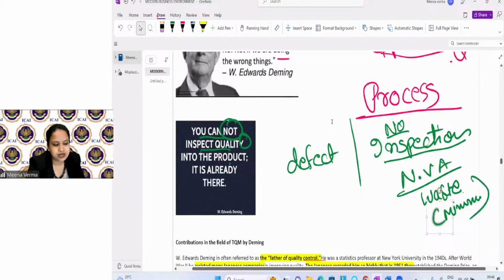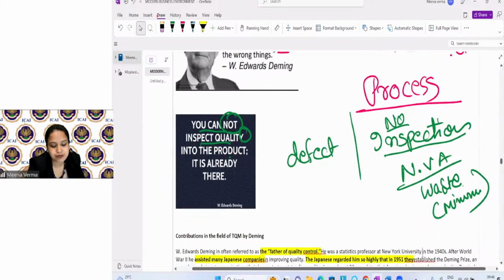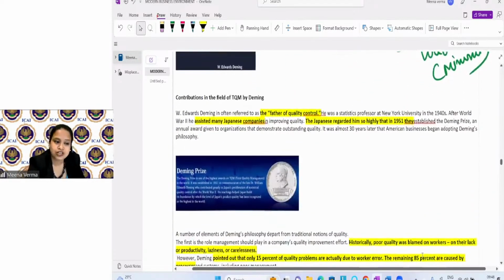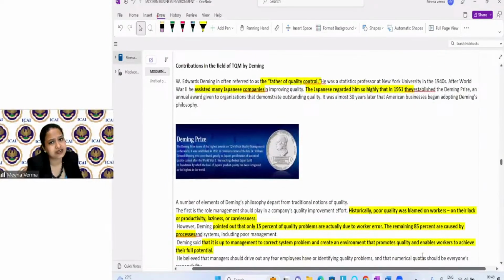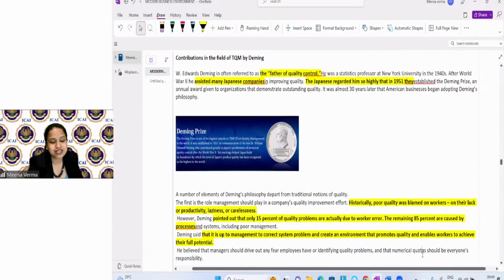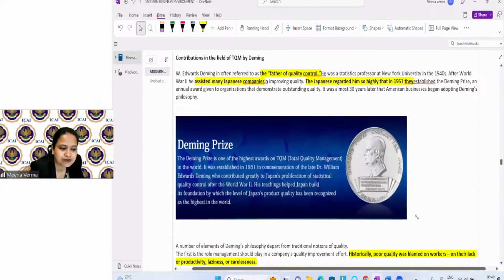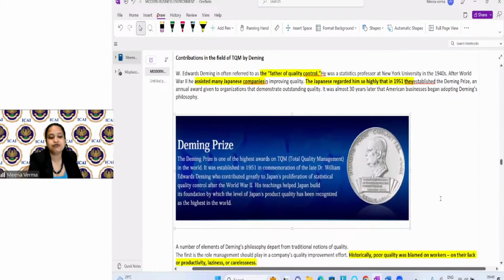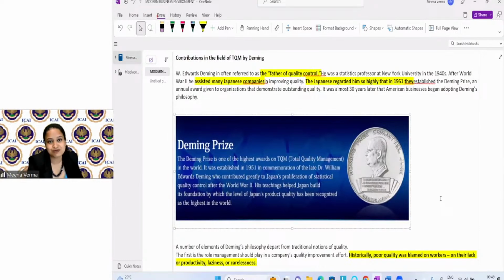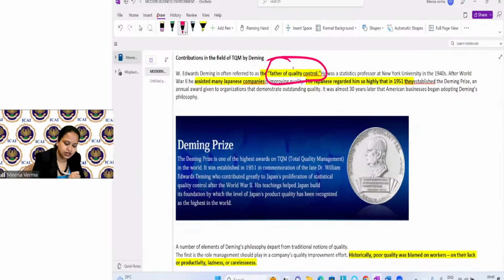All right. Now, father of quality control. W. Edward Deming is known as the father of quality control. Japanese regard him so much. He was not recognized in his own country, but the Japanese respect him so much that even today they give the Deming Prize to the best organizations, those producing the best quality products. They regard him so much that for more than 30 years they have distributed this prize, known as the Deming Prize.